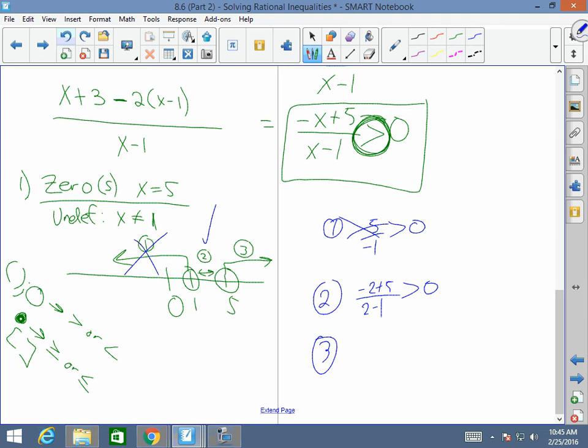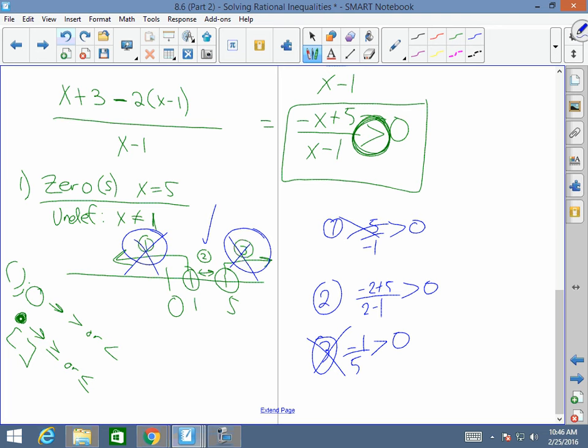Interval 3 is automatically not going to work, but I'll prove it. What's the value to the right of 5? 6. Negative 6 plus 5 is negative 1. 6 minus 1 is 5. Is negative 1/5 greater than 0? No, just as promised. That's the pattern always. If interval 1 was correct, then 3 would have worked. But if 1 does not work, 3 will not work, and the middle will. Thank you. Great question.